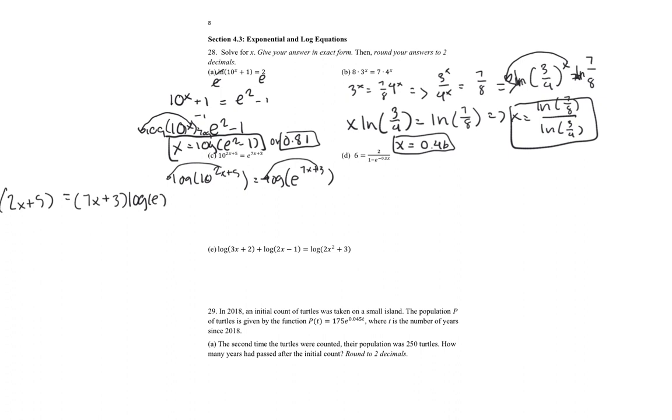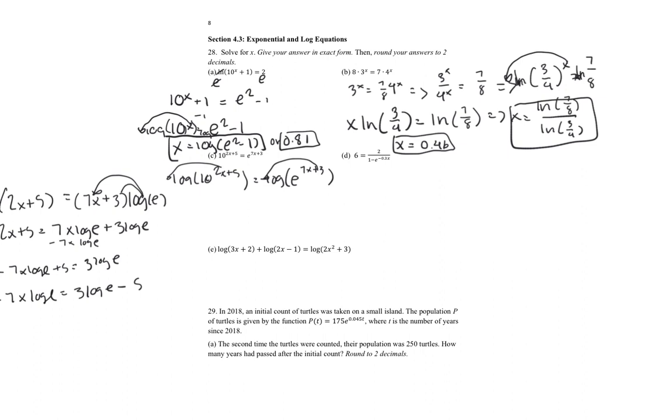Now since we're trying to get x on the same side and solve for x, we're going to distribute this log of e to both of them. So then we'll have 2x plus 5 is equal to 7x log e plus 3 log e. Then we can get the x's on the same side, so I'm just going to subtract 7x log e on both sides. We have 2x, not 2x log, that's just regular 2x, minus 7x log e plus 5 is equal to 3 log e. Then I can subtract 5 on both sides, so we'll have 2x minus 7x log e is equal to 3 log e minus 5.